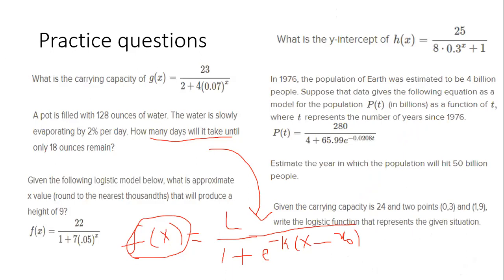Now tell me, what will be the value of L? 128. K? K is the growth rate on the positive side, but here we are talking about the evaporation. It's on the negative, so it's going to be minus times minus 2, which is 2. Yeah, 0.02. And what is X naught? No, X naught is a constant.